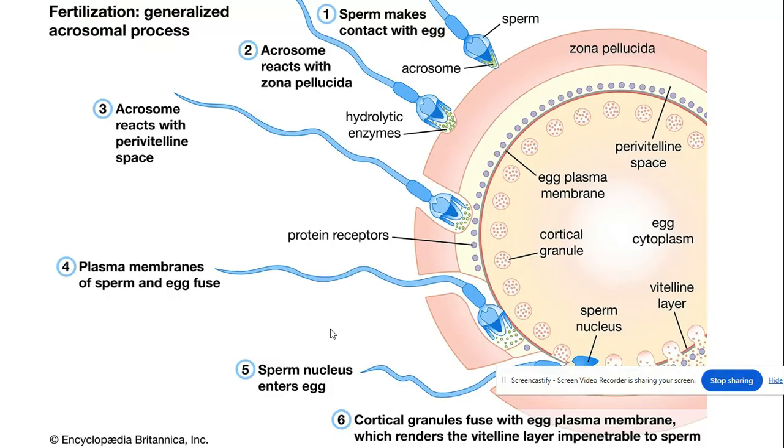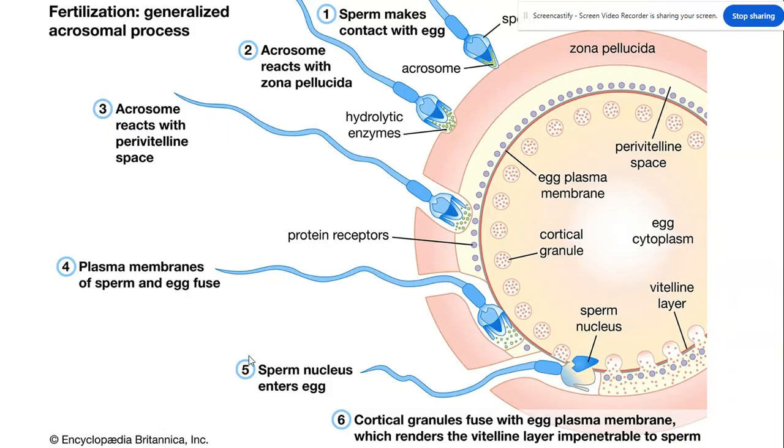The plasma membrane of sperm and egg fuses. As you can see, the sperm is right here and it's getting fused. We have a little bit of fusion here. The sperm nucleus enters the egg. Number 6, cortical granules fuse with the egg plasma membrane, which renders the vitelline layer impenetrable to the sperm.